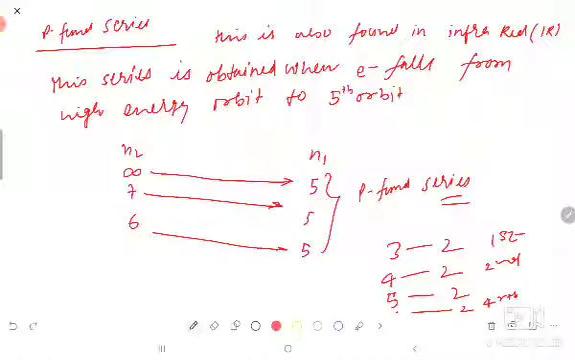Explain how the formation of line indicates the presence of energy level. So when the electron falls from high energy orbit to low energy orbit, it loses the energy in the form of radiation. So this will be the answer.